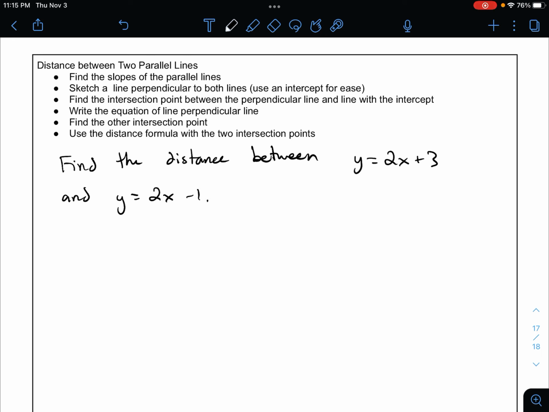Obviously we know these are parallel because they have the same slope, which is 2. So we did find the slopes already, that's taken care of. Now we want to sketch a line perpendicular to both. This is step 2 now. If I want a line perpendicular, that means I'm looking for the opposite reciprocal. And the opposite reciprocal of 2 is negative 1/2. So I know the new slope.